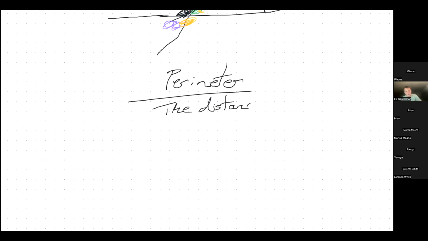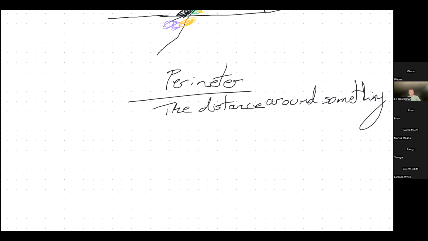Now we're going to talk about perimeter. Perimeter is the distance around something. All right. So perimeter is the distance around something. Let's do some.